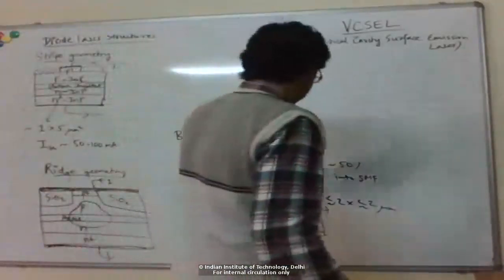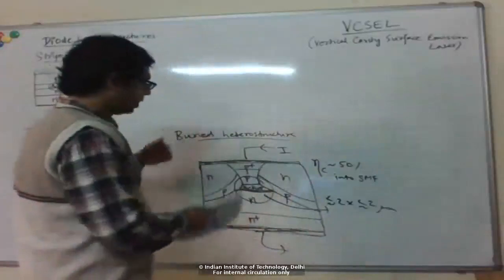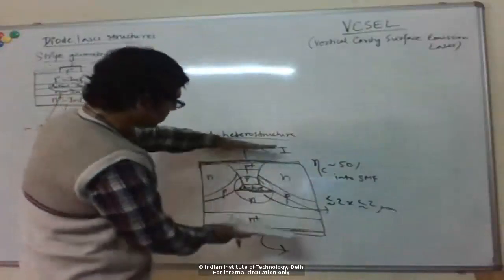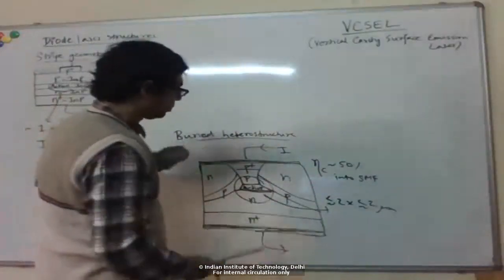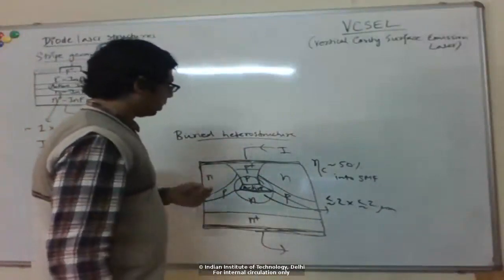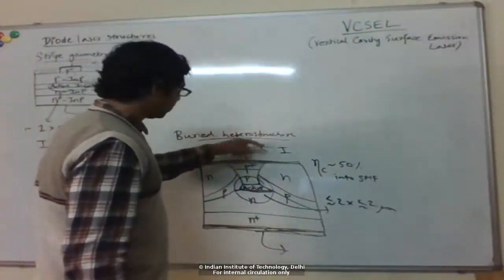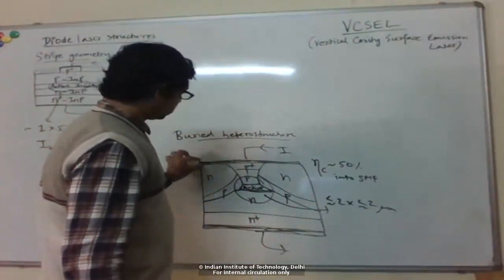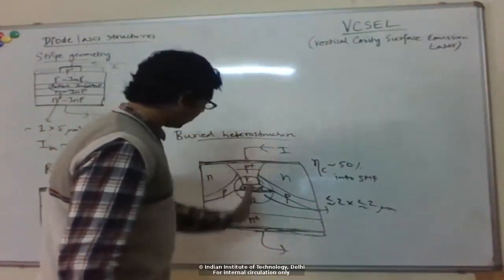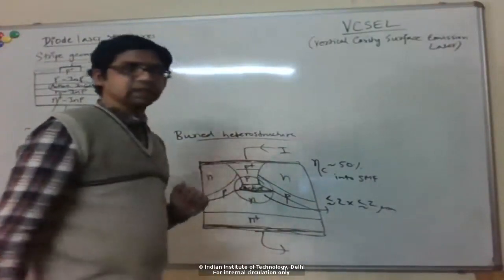So here what's done is, instead of making the cavity along the length of the device, we actually make it along the height of the device itself. Okay, so we will see how that's done. So basically, you sort of form mirrors here, and the cavity is formed in the vertical direction, height itself.